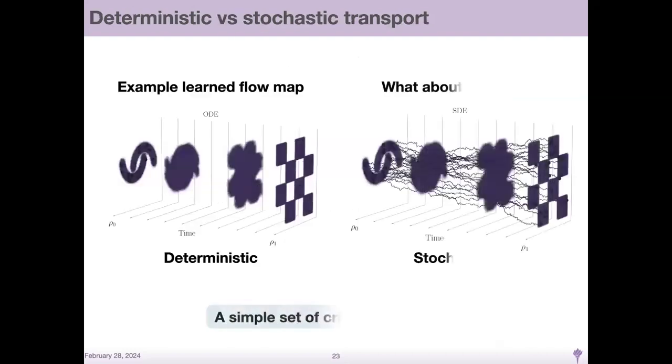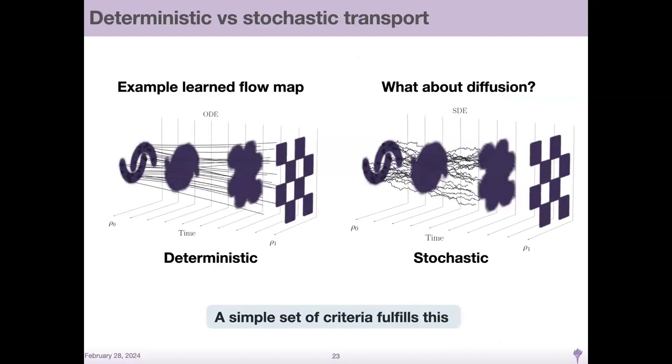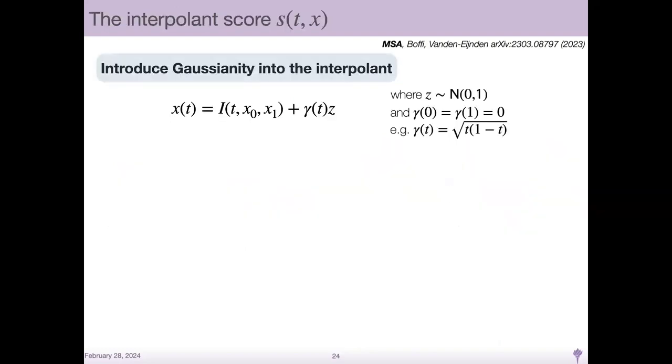So that's a way to do this for deterministic mappings between, for example, this swirls density and this checker density. But you might also ask whether there is a way to extend this picture to diffusion, to stochastic dynamics, with the same probability density at each time slice, using a randomized map. I'll just quickly say that there's a simple set of criteria that fulfills this.